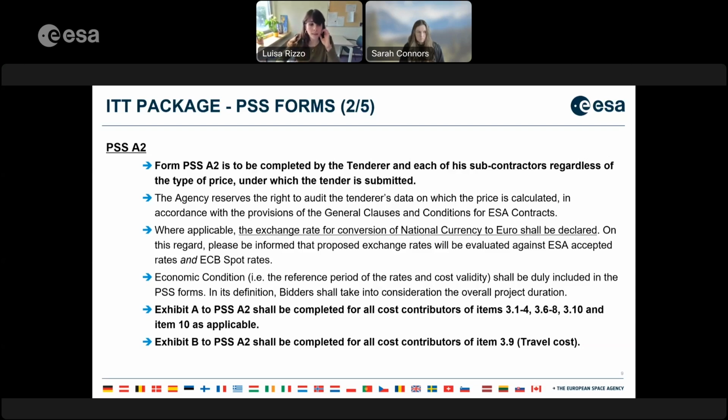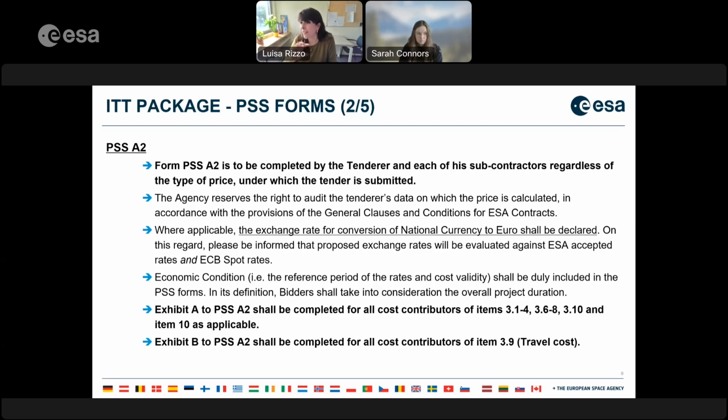It could be quite complex as it is presented right now, but actually it is quite easy, and especially this section is very well presented also in the instructions to the PSS forms link that I showed you before on ESA Star registration. The PSS A2, as I already said, is made of basically 3 documents: the proper PSS A2 and the so-called exhibits. The Exhibit A to the PSS A2 shall be completed for all cost contributors of items 3.1 and on.